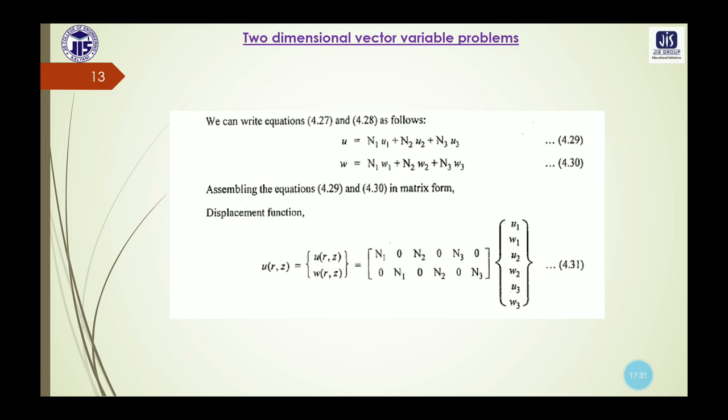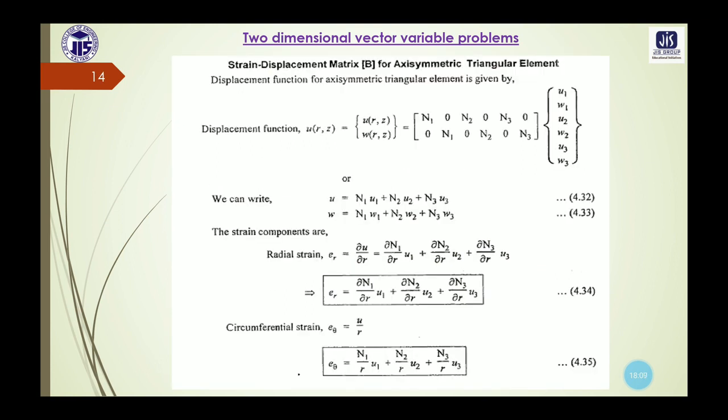Now if we assemble these equations in the matrix form, then we get the displacement function u(r,z), a column matrix of u(r,z) and w(r,z). This is equal to a 2 by 6 matrix multiplied by a column matrix. So this is our equation number 4.31 for the displacement function. That formula we need to remember to solve the numericals based on these two-dimensional vector variable problems.